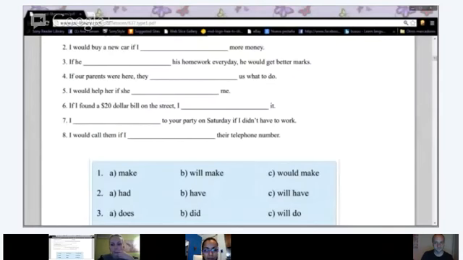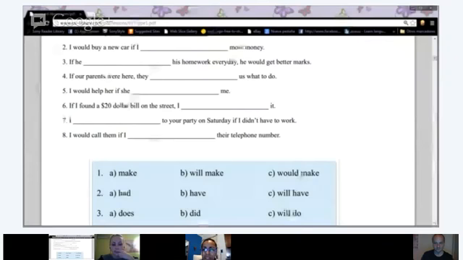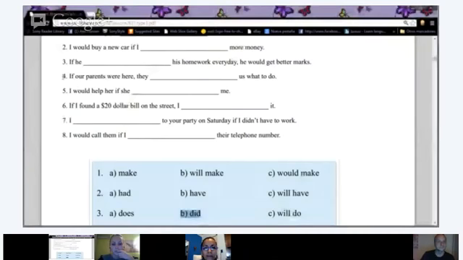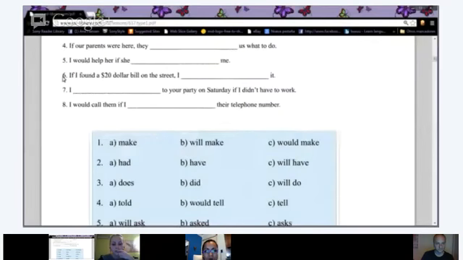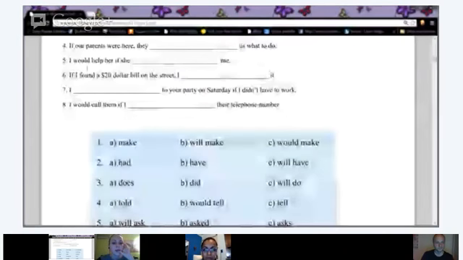What would be the answer to number 3? I go with B. Did. Good. Yes, it would be did. And how about number 4, Edis? If our parents were here, they will tell us what to do. Good. They would tell us what to do. Thank you. All right, let's go to Lalo. Please do numbers 5 and 6.